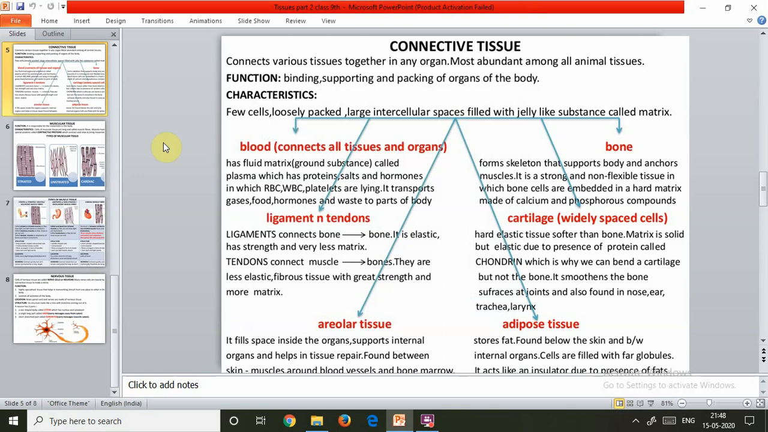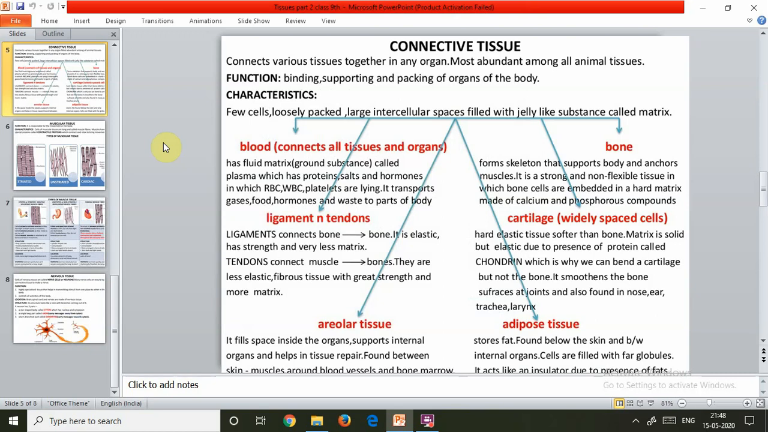Then it reduces the heat loss from the body and also regulates the body temperature. As we all know, we are homeothermic. There are mainly two types of organisms, the homeothermic and the poikilothermic. We are homeotherms, that is, we maintain a constant body temperature. So this fat deposition helps a lot in keeping the body temperature maintained.